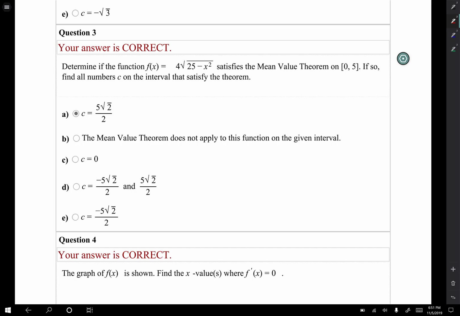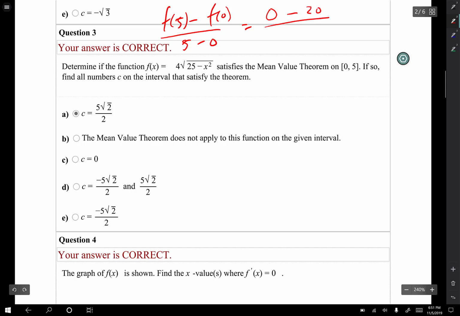Let's find out what the average rate of change is. I'm doing f of 5 minus f of 0 over 5 minus 0. If I plug in a 5, 5 squared is 25, 25 minus 25 is 0, and you get 0. Minus, if I plug in a 0, I get 25 minus 0, which is 25. The square root of 25 is 5, and 5 times 4 is 20, divided by 5 minus 0, and I get a negative 4.